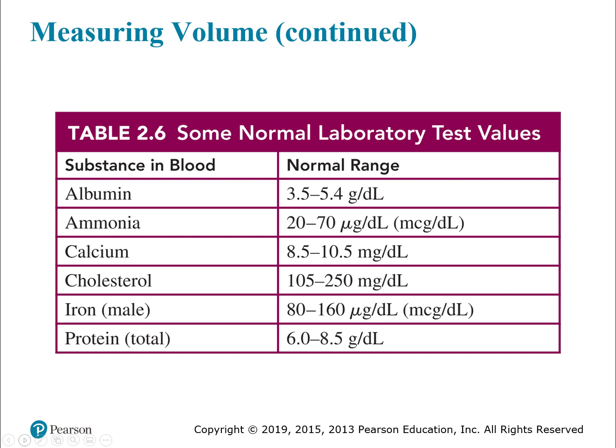This is an example of some of the normal values for certain substances in the blood. So if you've ever gotten blood work done and you looked at your results, then you'll definitely see things like iron and cholesterol and all sorts of things. You might see blood glucose levels. It all depends on what the test is for, and it also depends on your state.